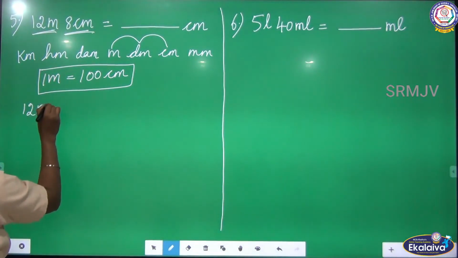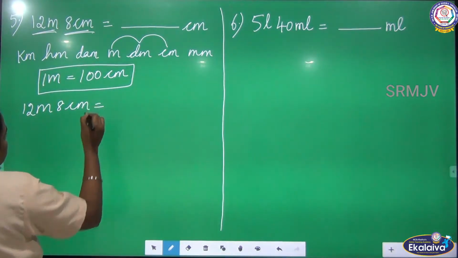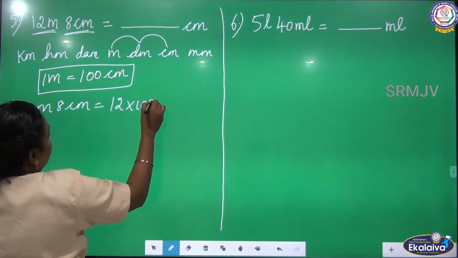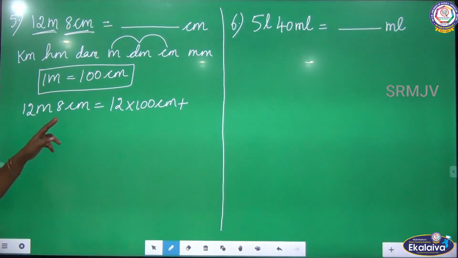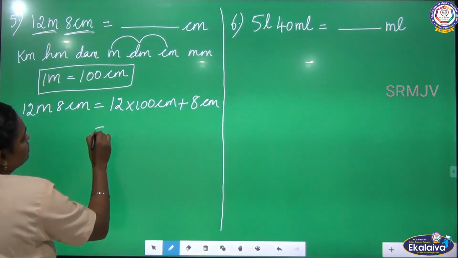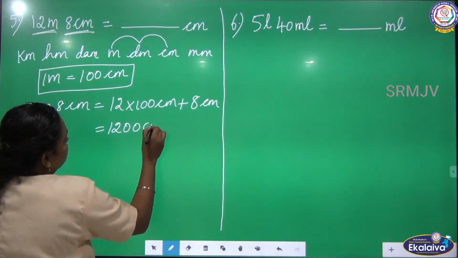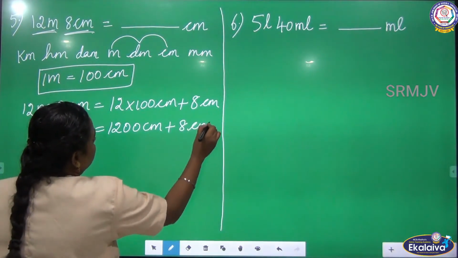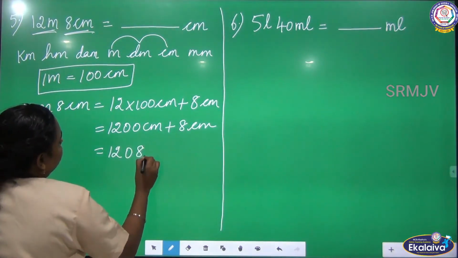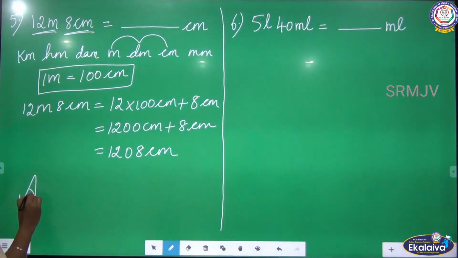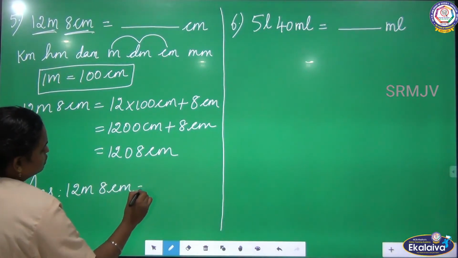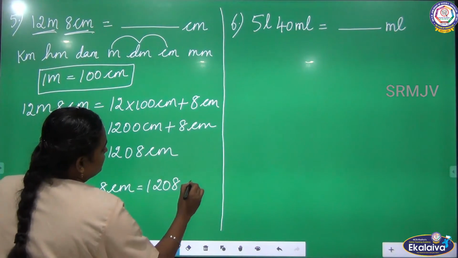So 12 meter 8 centimeter equals, so we have to multiply 12 into 100. 12 into 100 centimeter plus 8 centimeter, because this is already in centimeter. So 12 into 100, 1200 centimeter plus 8 centimeter. So 1200 plus 8, 1208 centimeter. So what is the answer? 12 meter 8 centimeter equals 1208 centimeter.